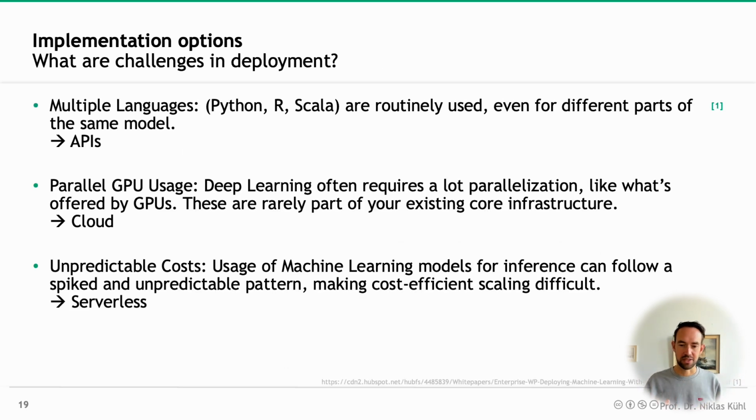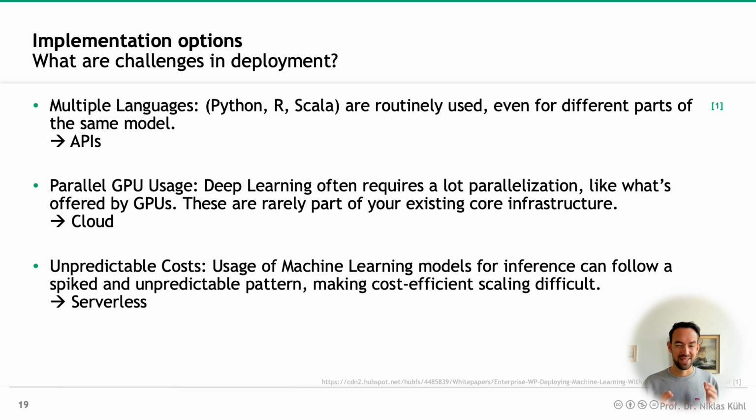And there are a bunch of things that we now need to consider, and especially if we look into practice, there are many, many challenges when it comes to the deployment. The first one is we have multiple programming languages, things like Python, R, Scala, and they are used even for different parts of the same model. And typically you want to embed your model into some kind of software artifact. And this software artifact also consists of a bunch of different programming languages, sometimes hosted on a bunch of different servers. So how do we make sure that all of these different programming languages harmonize and they can all work together? The solution to that is APIs, and we'll get to that in a second.